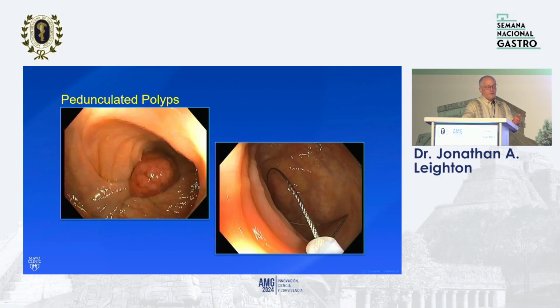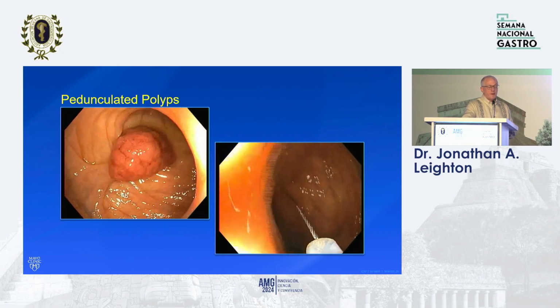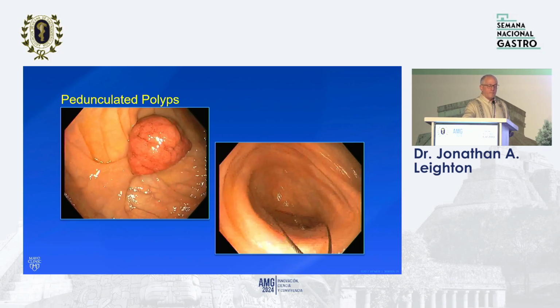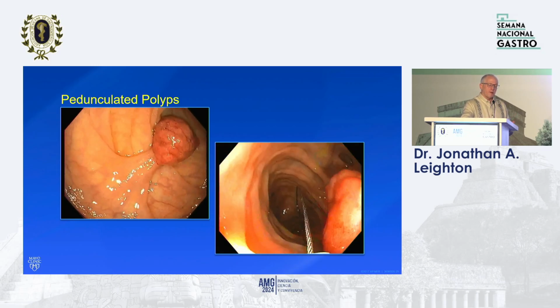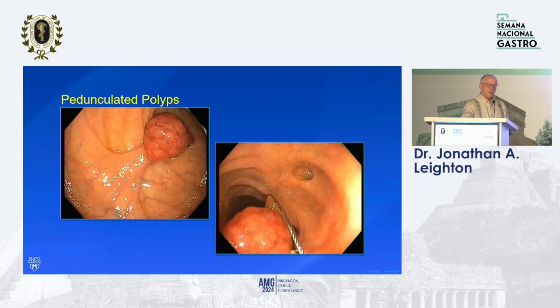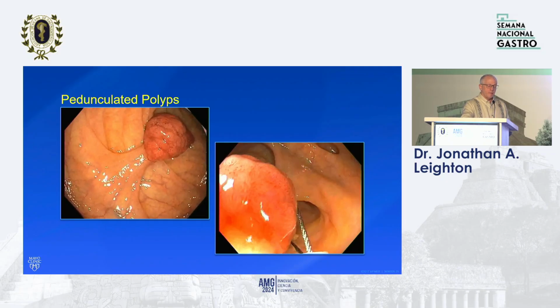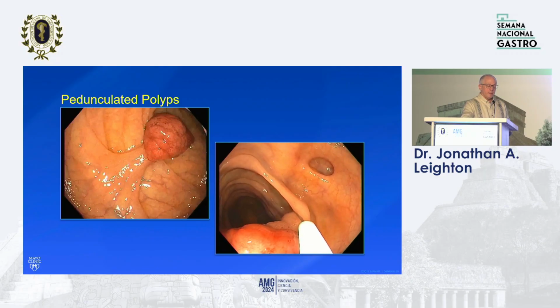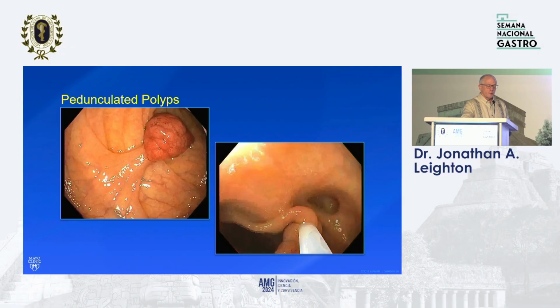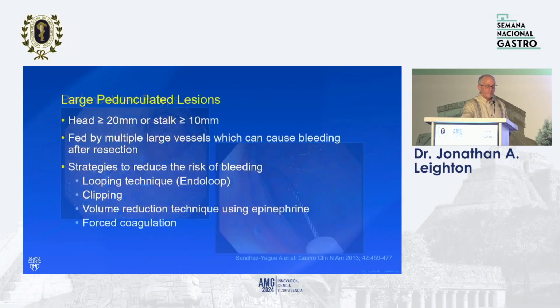So in this case, you've got this large pedunculated polyp, and we rotate the patient so that we can, in the best case scenario, get the polyp hanging down, and then you can easily get to the base and then appropriately cut it.